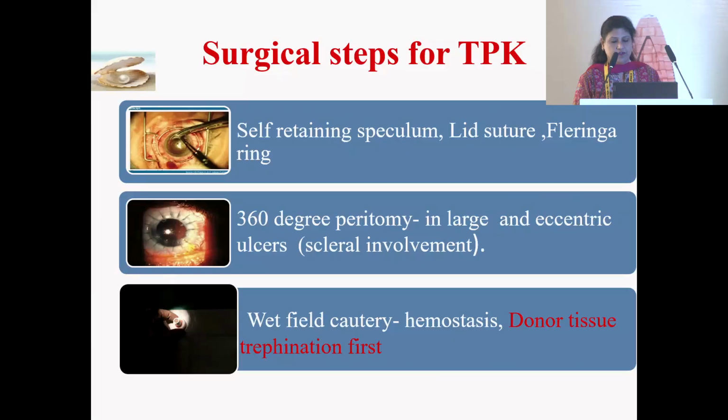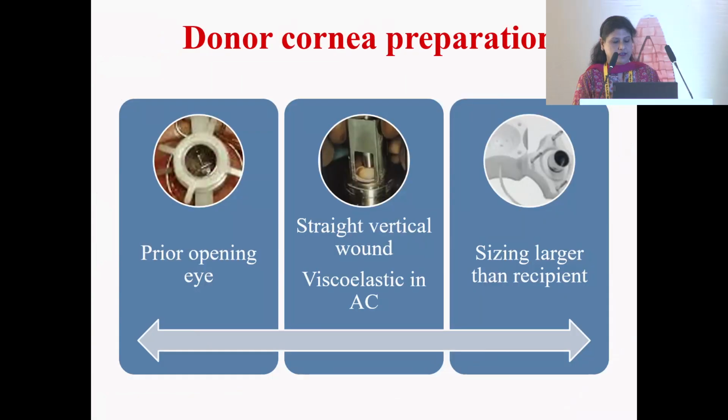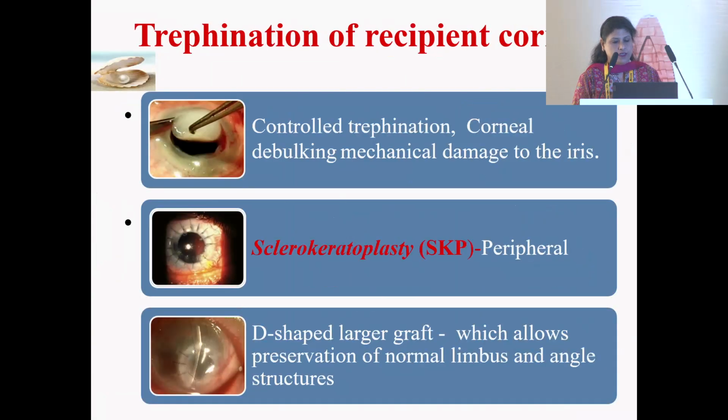A 360° peritomy if scleral involvement is there, otherwise it is not required. The donor size should always be 0.5 mm larger. In aphakia we have to maintain a 1 mm larger donor. The corneal button should be punched from the endothelial side, and in cases of scleral involvement we can do freehand cutting. Prior to opening the eye, the donor cornea should be prepared.